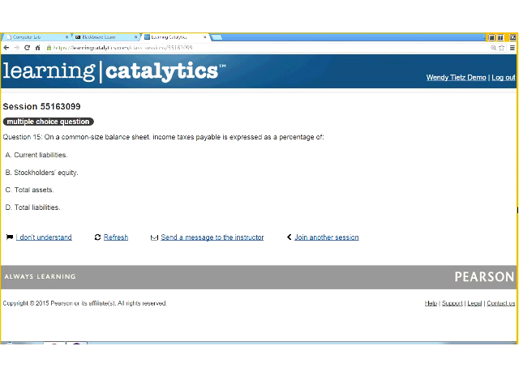So income taxes payable. That's the account we're asking about. What statement will that appear on? Will that appear on the income statement or balance sheet? Balance sheet. So this question is saying, on a balance sheet, income tax payable is expressed as a percentage of what? What's the base for the balance sheet is what the question is asking.